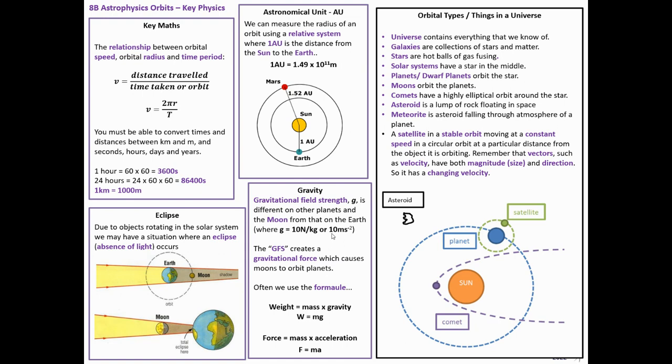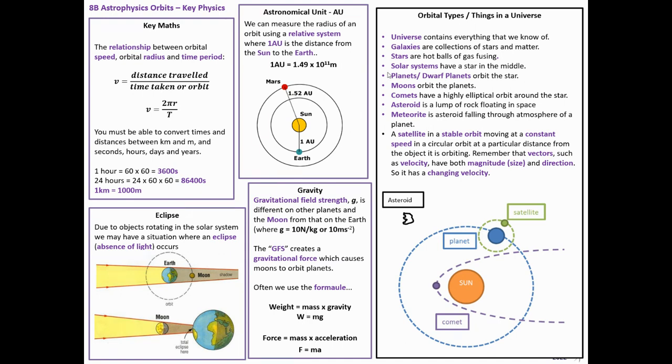On other planets, it's different because they are clearly different sizes, different masses, different radii, that kind of thing. So the gravitational field strength creates a force which causes moons to orbit planets. It pulls things together. And we use the formula weight is mg, or F is ma. They're basically the same equation.